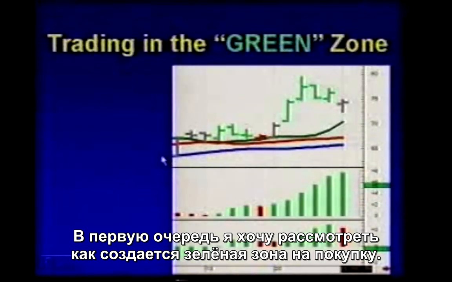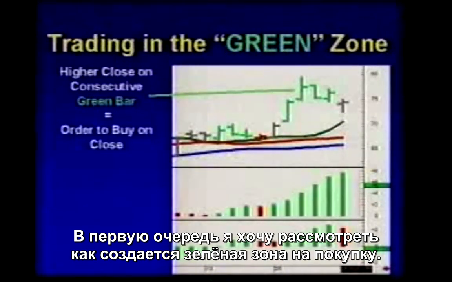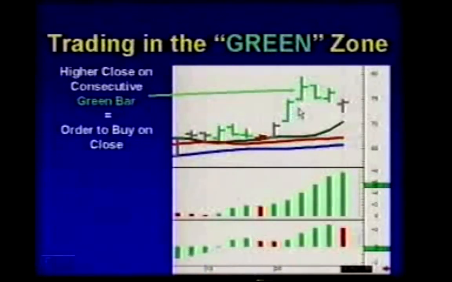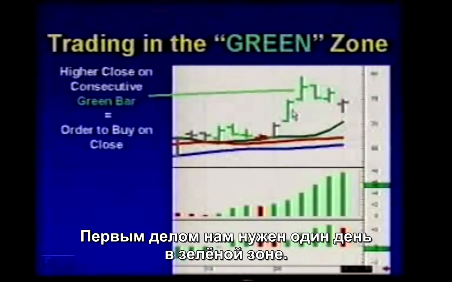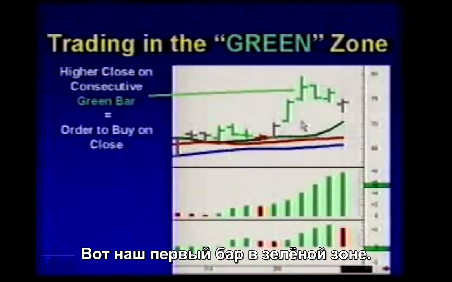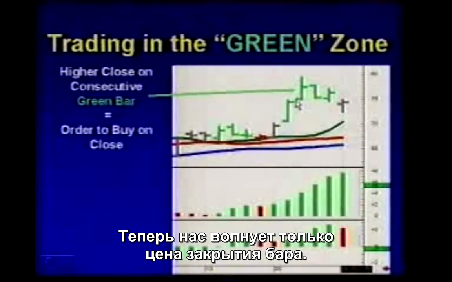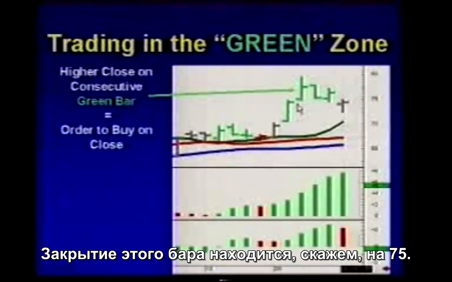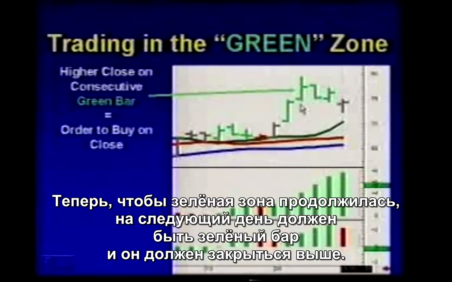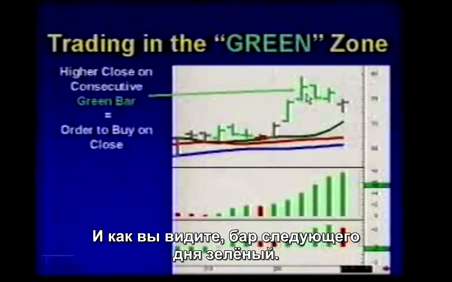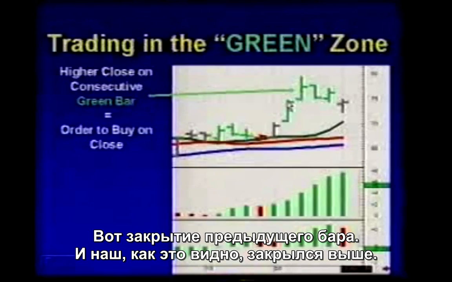So, first thing we want to take a look at is how to create a green zone buy. First thing we need is 1 day of a green zone. So here's our first bar with the green zone, and now we're concerned only with the close. The close of this bar, let's just say it's at 75. In order for us to add on with a green zone, the next day must be a green bar, and it must close higher. And you see it did. The next day was green, and this obviously closed higher.